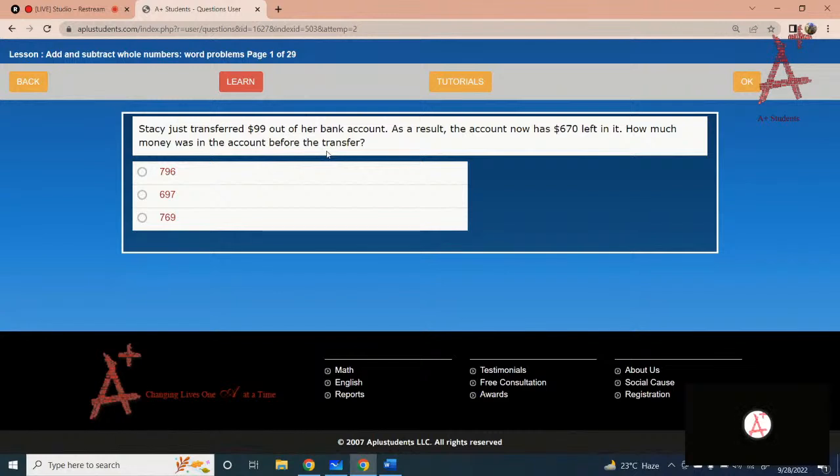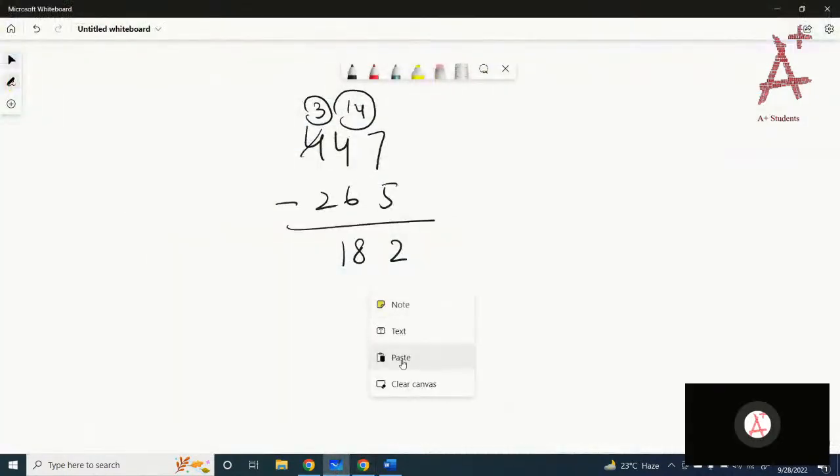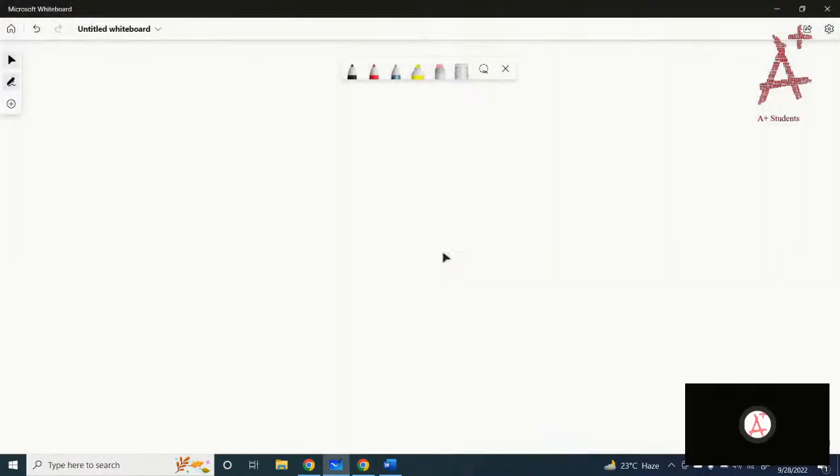Basically you have to understand the statement. Just add 670 plus 99. So 0 plus 9 is 9. 9 plus 7 is 16. Write the ones digit over here and carry the tens. And 6 plus 1 is 7. So it is 769. Got it?